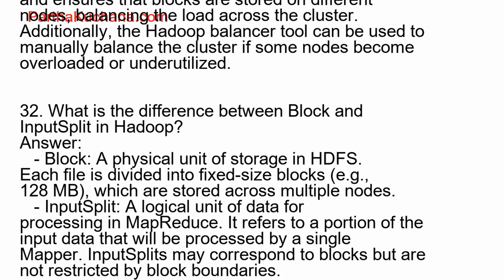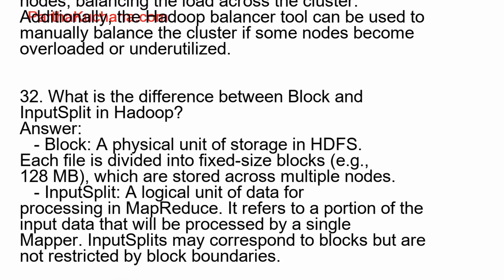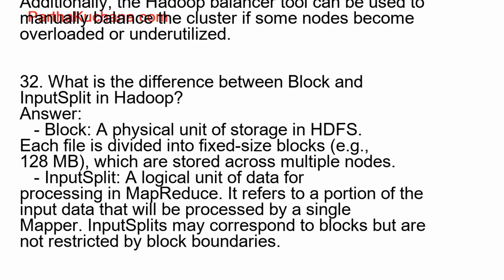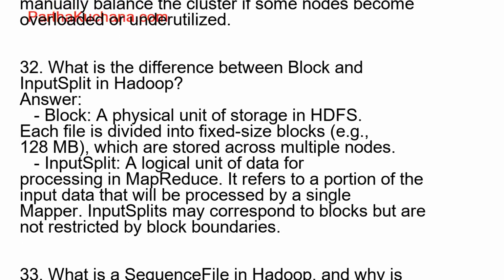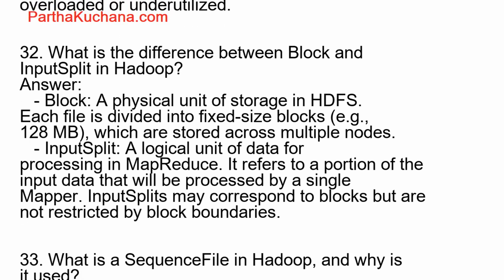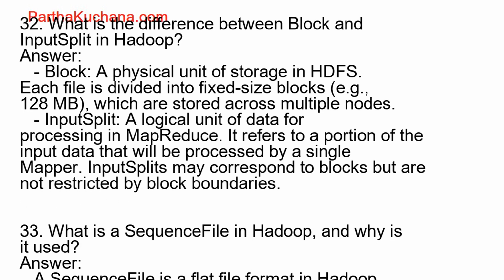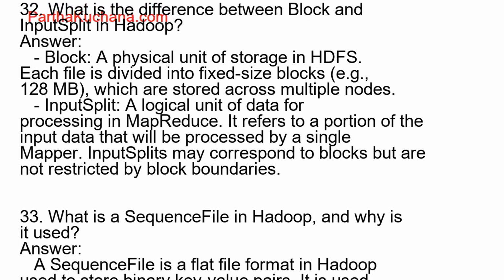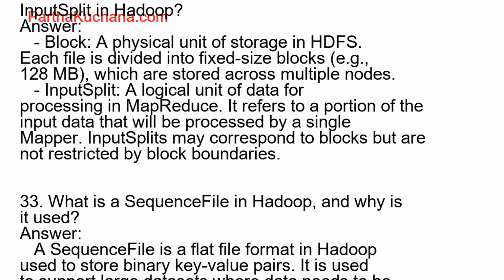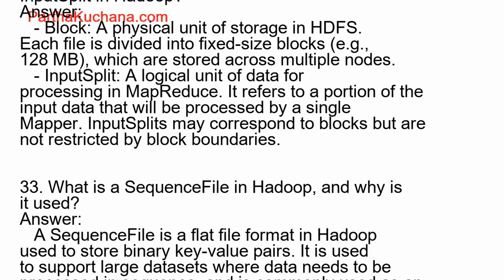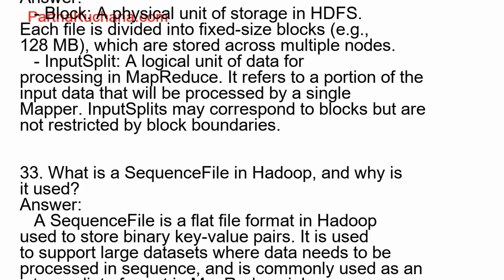34. What is the use of the distributed cache in Hadoop? Answer: The distributed cache is a mechanism in Hadoop that allows applications to cache files, such as large text files, jar files, etc., locally on each data node before the job starts. This cached data can then be accessed during the execution of the MapReduce tasks without repeatedly fetching it from HDFS, reducing network traffic and improving performance.